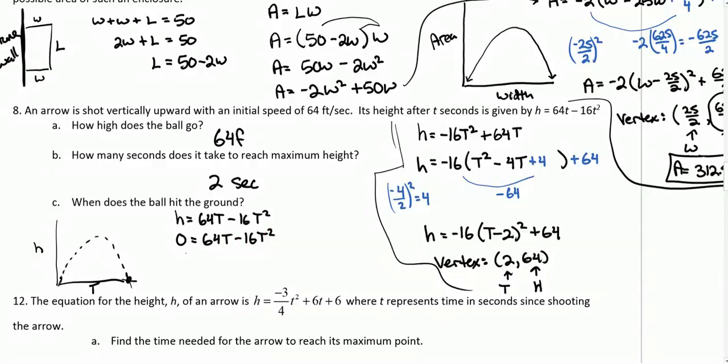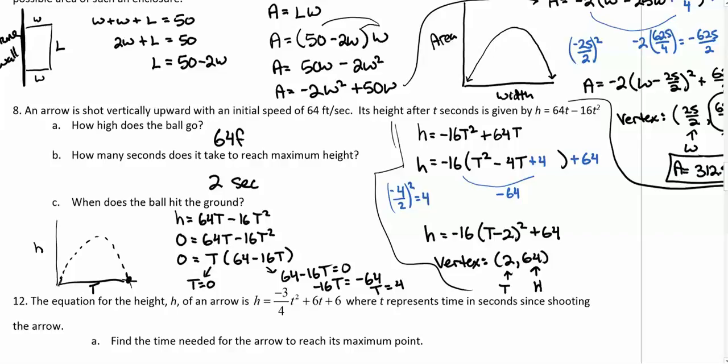I'm going to try to solve this by factoring. I'm going to factor out, it's enough to just factor out a t. We could have factored out 16 or negative 16 as well, but this will work. And so we end up with either t is 0 or 64 minus 16t is going to equal 0. Solve the second one. We get negative 16t is negative 64. Divide by negative 16 and you get t is 4 seconds.